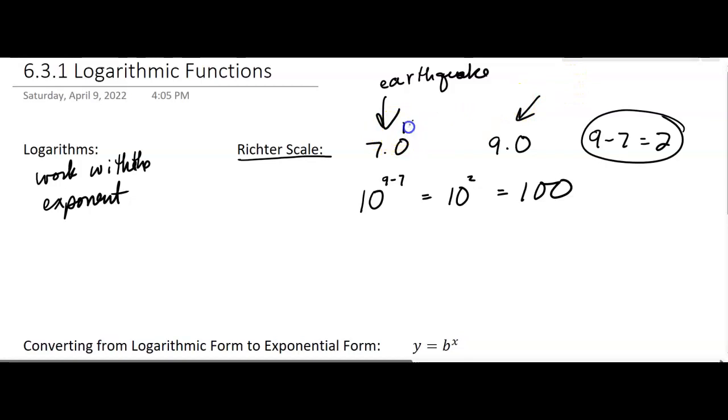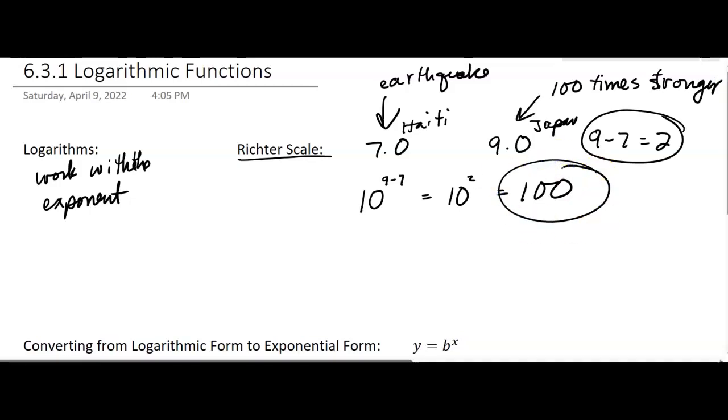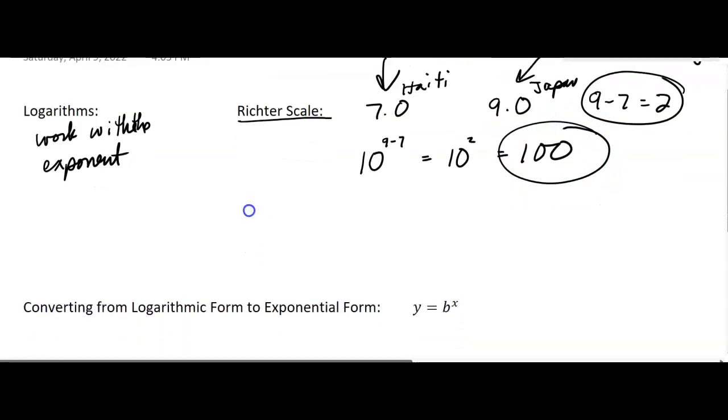I think in the book, this one is in Haiti, and this one's in Japan. The Japan earthquake is 100 times stronger than the one in Haiti. Okay, so it's not 2 times or 2 more stronger. It's 100 times stronger. Okay? A decibel scale is also a logarithmic scale.